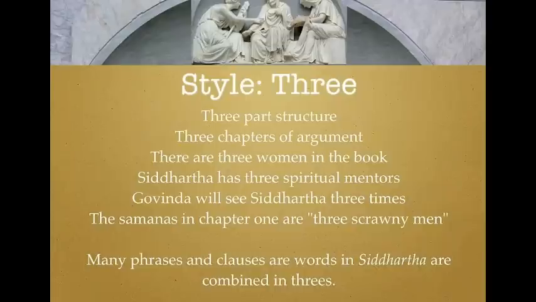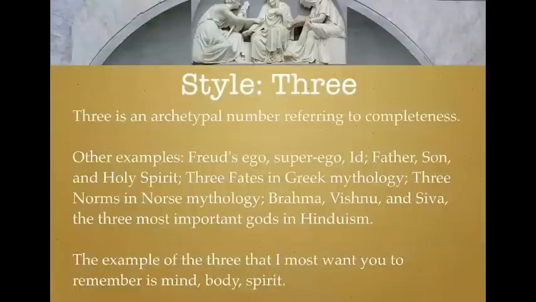Govinda will see Siddhartha 3 times. And then we have the Samanas in chapter 1, and they're labeled as 3 scrawny men. But if we look even closer in the text, we're going to notice that not every phrase, not every clause, not every sentence, but many of the phrases and many of the clauses and many of the individual words in Siddhartha are combined in 3s. And whenever I see one that pops up in an example, I'll try to show that to you. So the number 3 is very important. Well, why? Because 3 is an archetypal number referring to completeness.